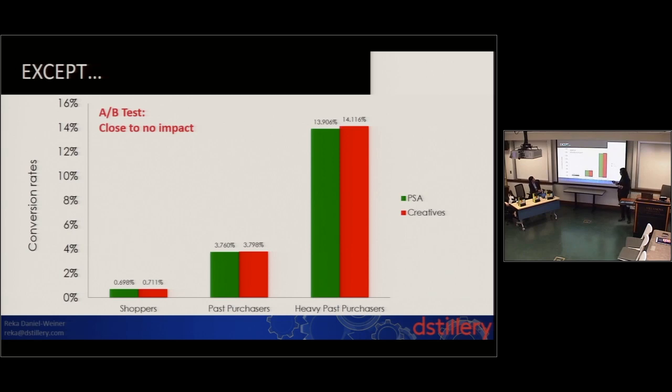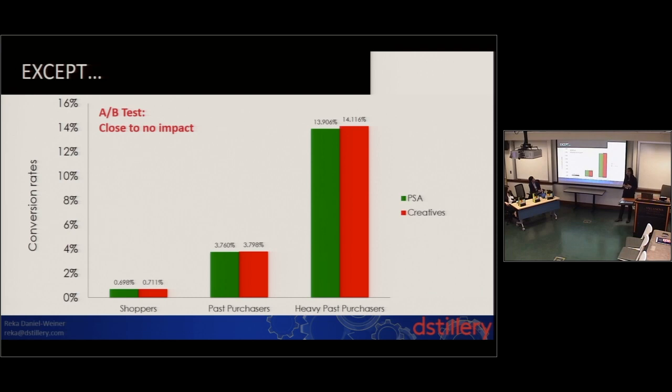So now the question is, it is important to actually run A/B tests. But in this case, it's also obvious that your creative wasn't really much better than the public service announcement, meaning that that creative did not resonate. Our targeting was on spot, but the creative just didn't do anything.